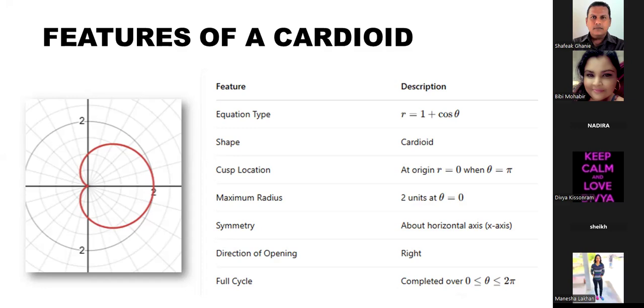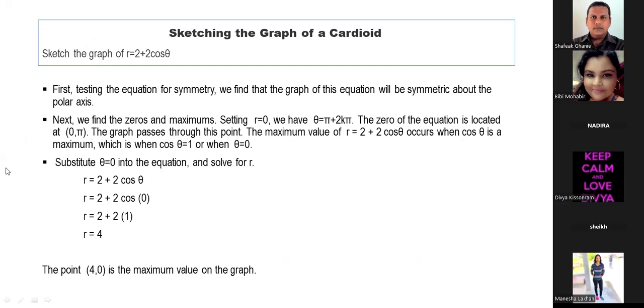And Miss, can you please go back to the previous slide? Because I'm not... The previous one.